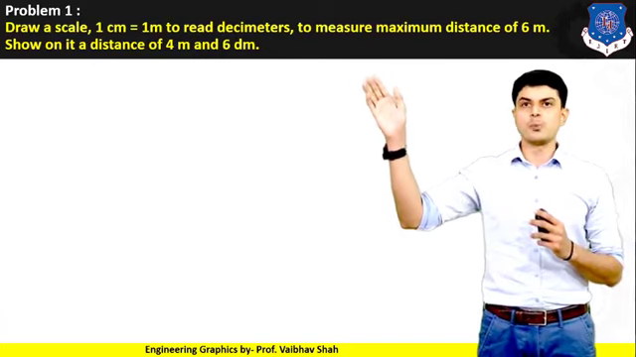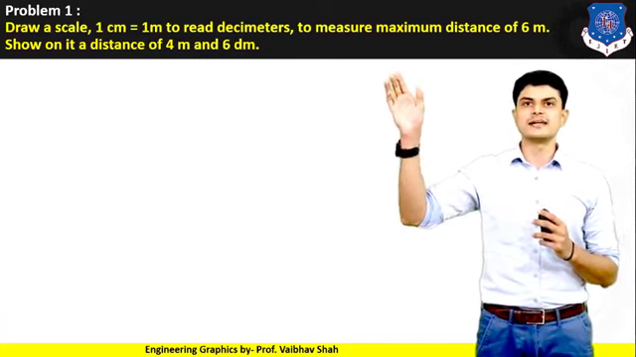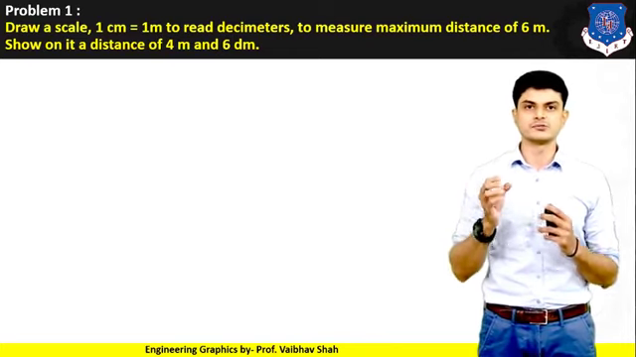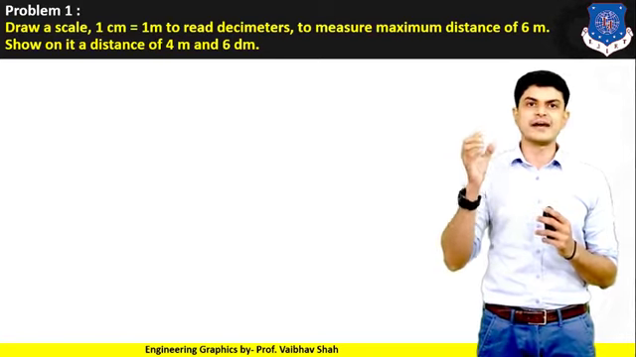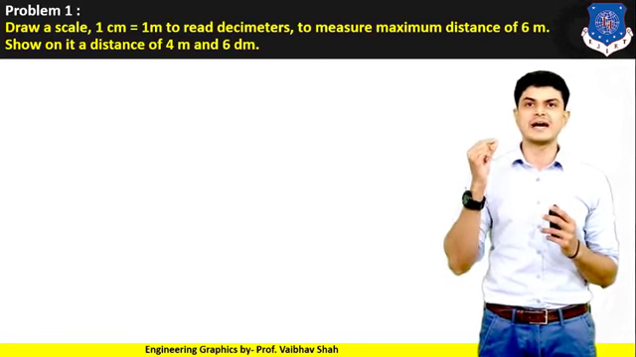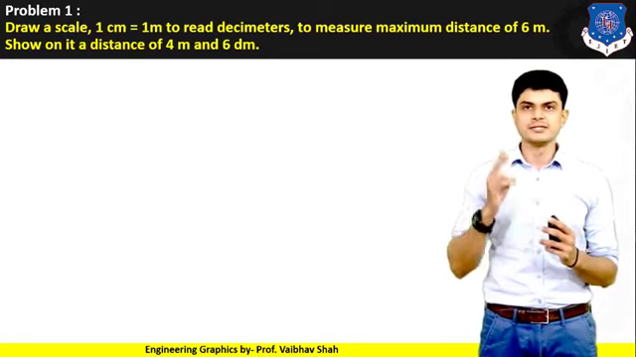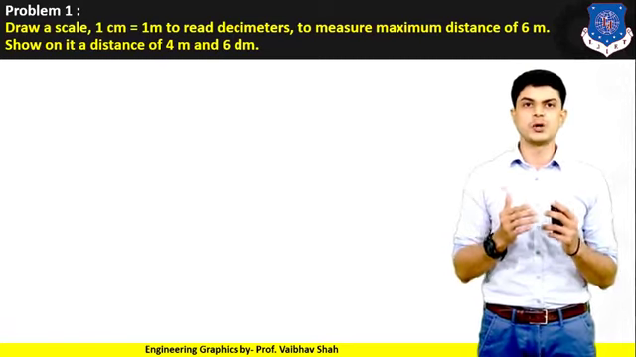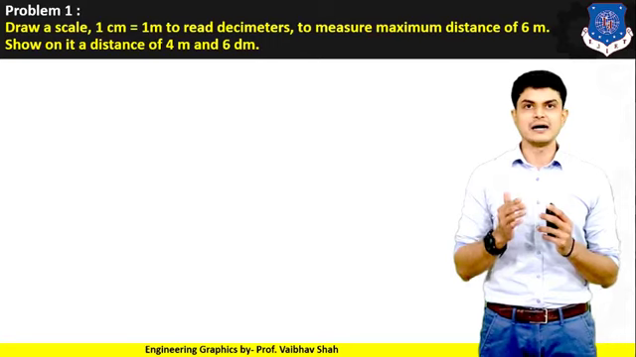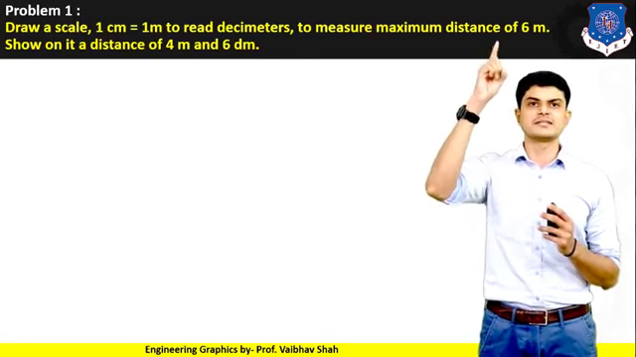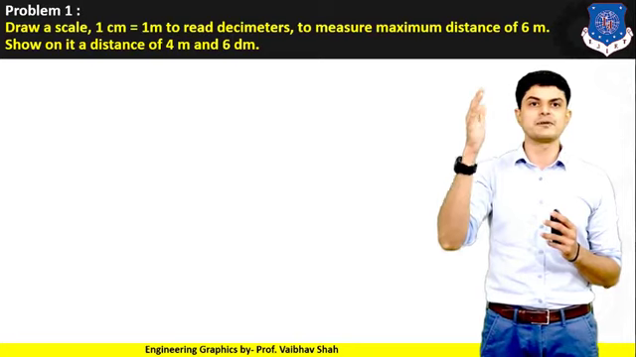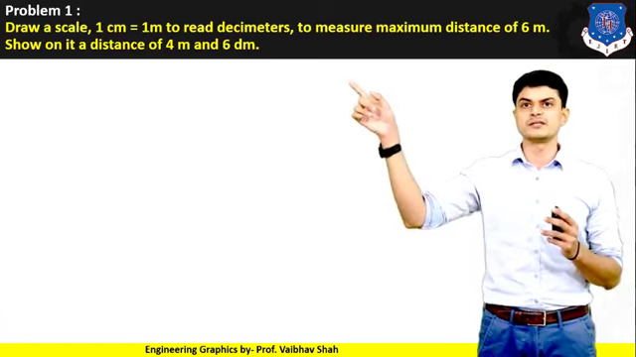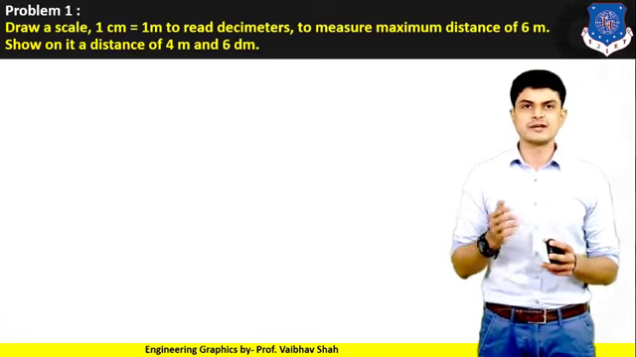Draw a scale 1 centimeter is equal to 1 meter to read decimeters. That means the scale is provided, 1 centimeter is equal to 1 meter. From this scale factor we need to find out the RF. So the first task is finding out the RF. Second, to read decimeters, that means we need to show our dimensions in decimeters. Now, to measure a maximum distance of 6 meters, that means we need to measure the maximum distance of 6 meters by the scale. After drawing this scale, we need to show on it the distance of 4 meter and 6 decimeter. So let us start the example.